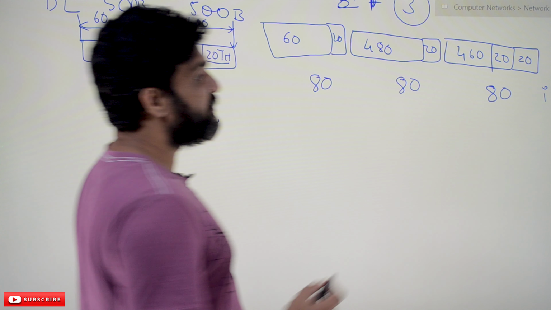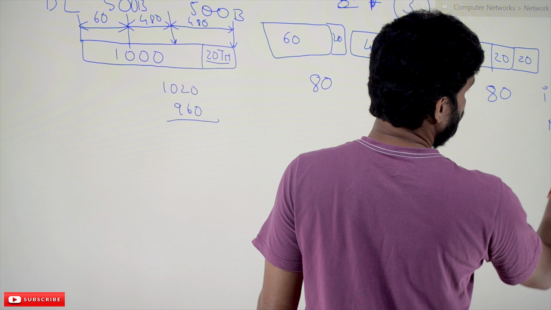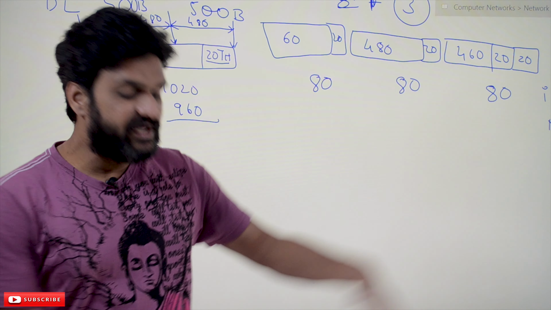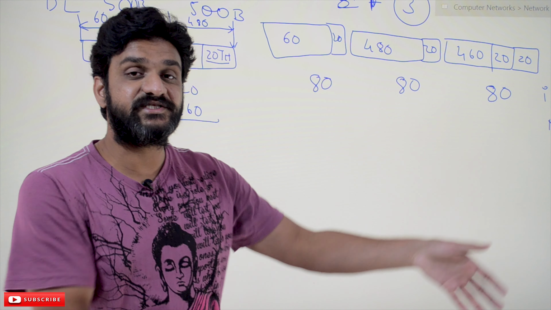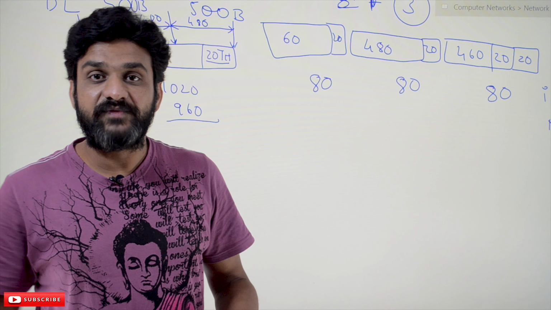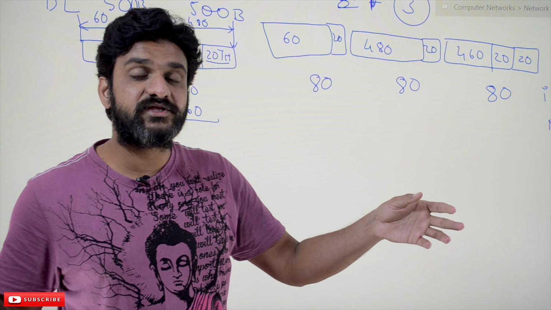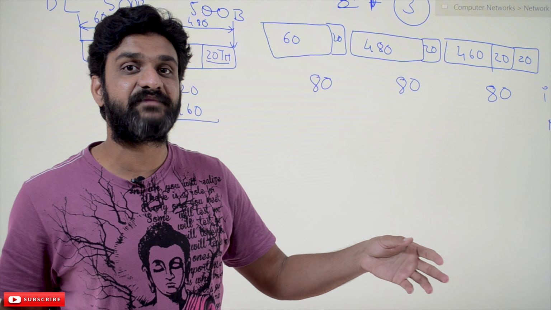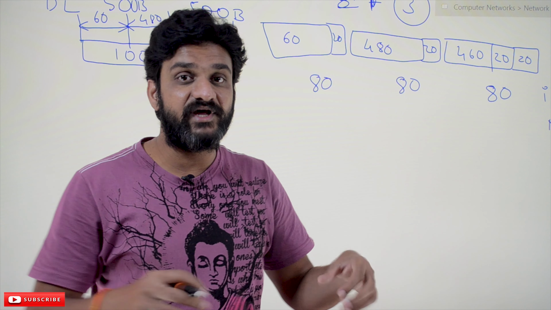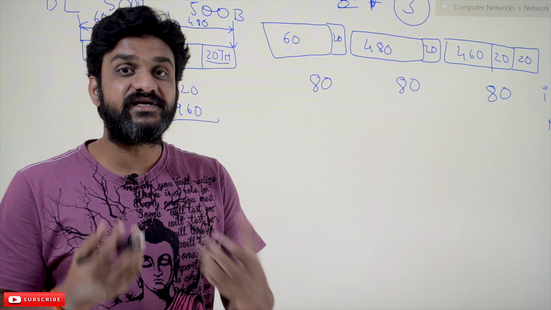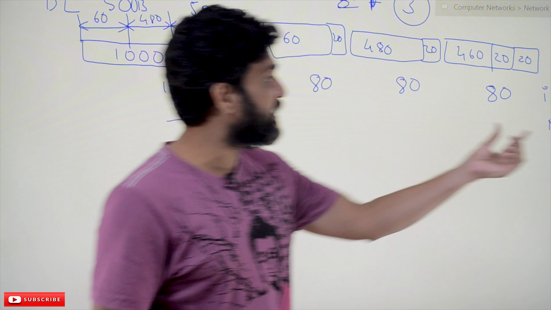And what about MF? MF means more fragments. As a packet arrives at the destination, how will the router or the destination know that there are more fragments still to arrive? The decision is made by using this MF bit.